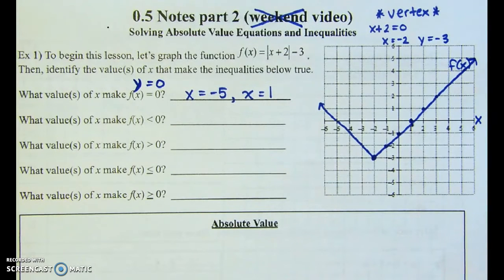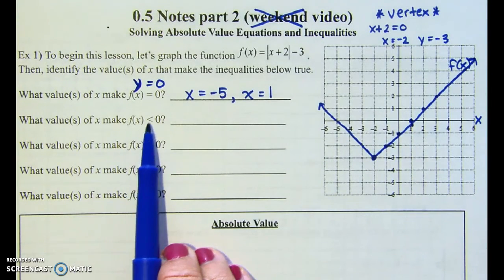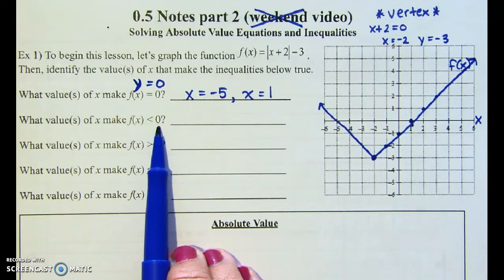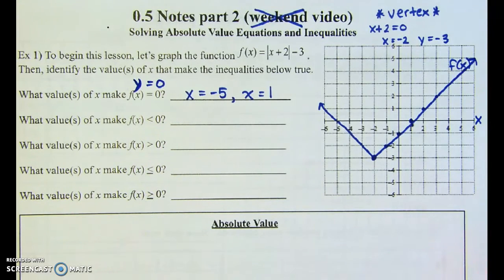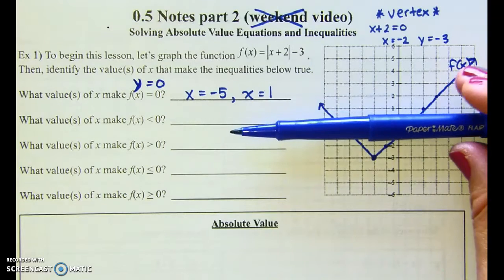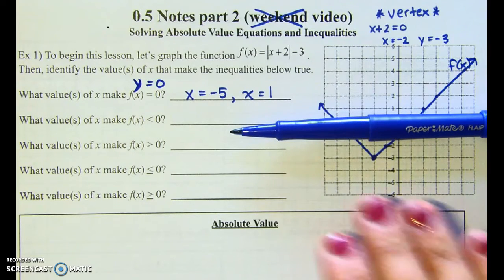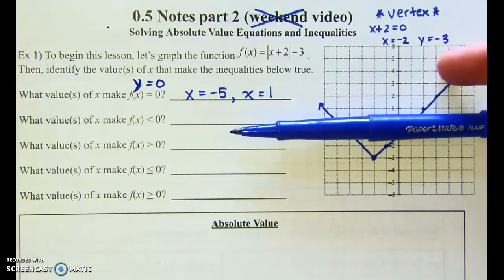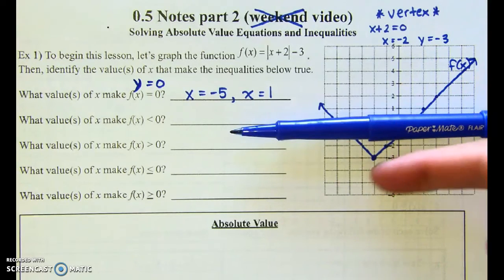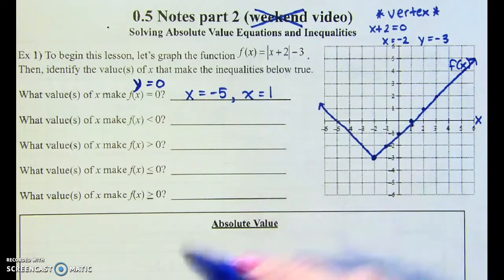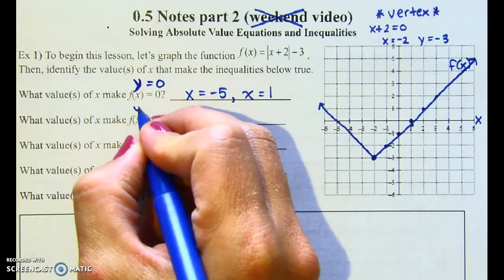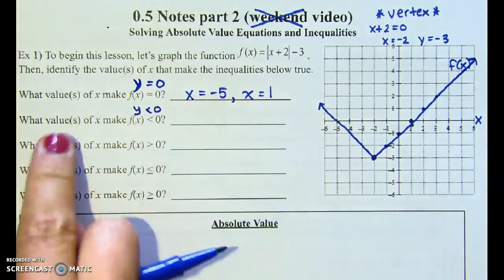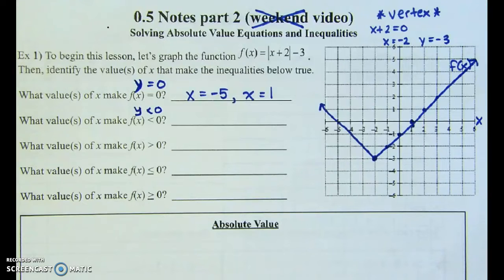Okay, this is fun. What values of x make the function less than 0? Well, what does less than mean? Less than 0. If here's our 0 line, where would less than 0 be? Would it be up here, or would it be down there? It'd be down here, right? What is f of x again? f of x is y. So where is y less than 0?